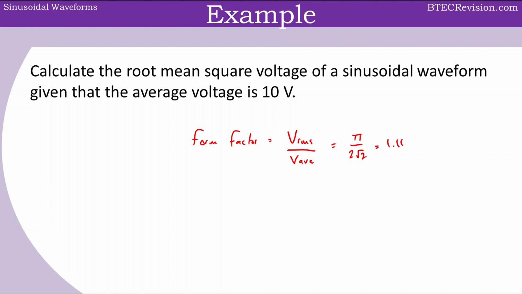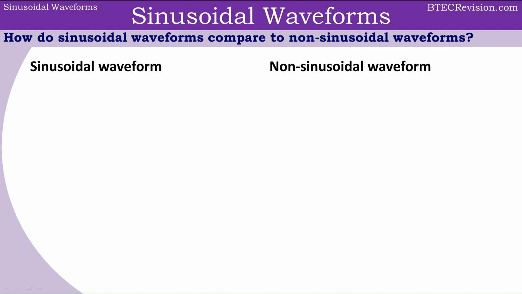And the question is asking for the root mean square voltage. So V RMS, so we're going to rearrange this equation. V RMS is equal to 1.11 times V average. And that would be 1.11 times 10, which is equal to 11.1 volts.